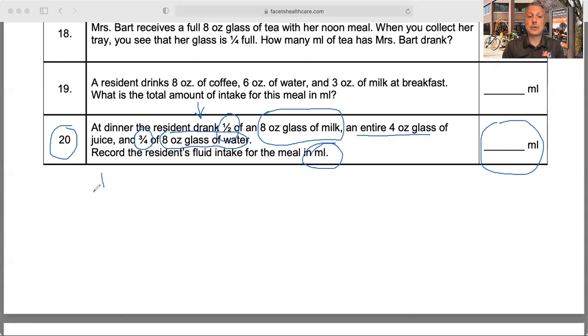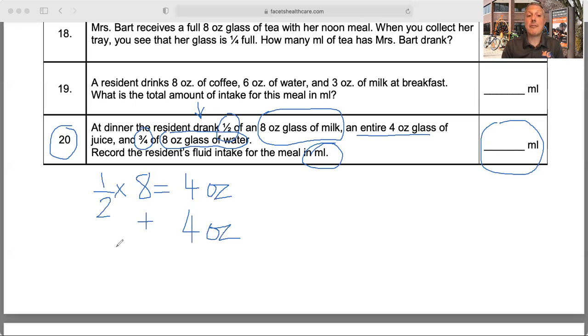They told us they drank half, so 1/2. You're going to times that by the 8 ounces of milk, or you can say, well, half of 8 is 4, but either way, we know we have 4 ounces for the milk. Then we have the entire 4-ounce glass of juice. So we're going to add those all together.